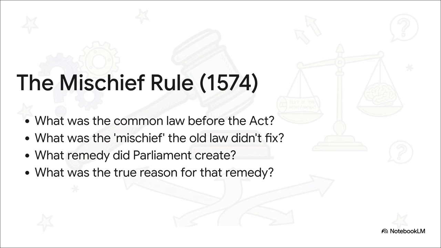It's called the mischief rule, and it goes all the way back to 1574. It essentially tells a judge to act like a historian. By asking these four specific questions, a judge can zero in on the exact mischief, that's the old-timey word for the problem, that the law was created to solve. And once you know the problem, you interpret the law in a way that stomps it out.